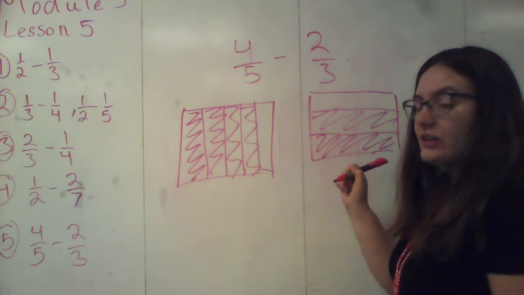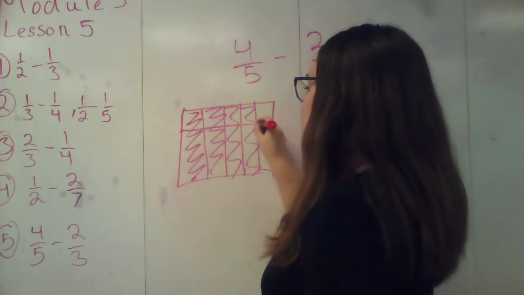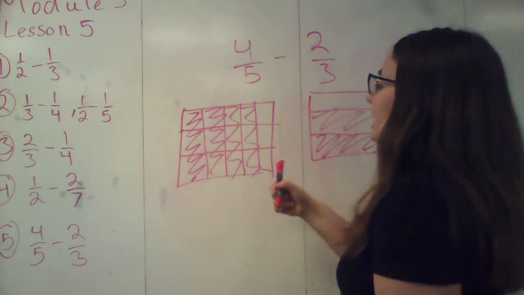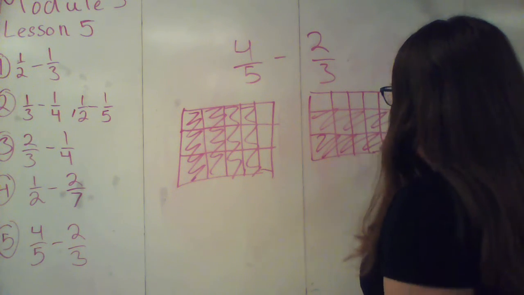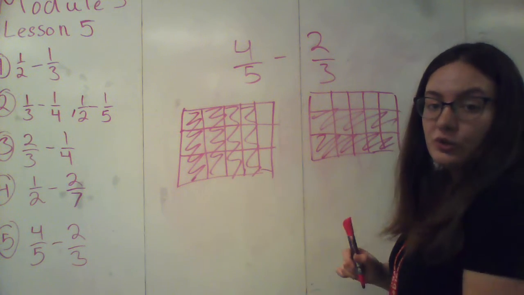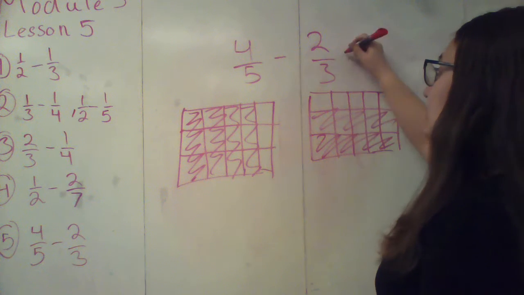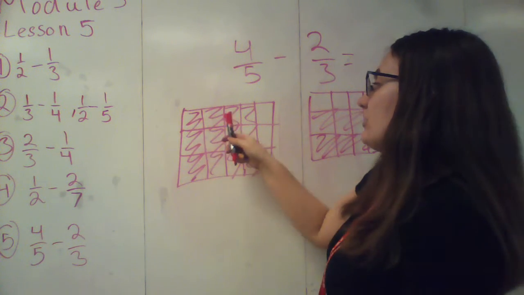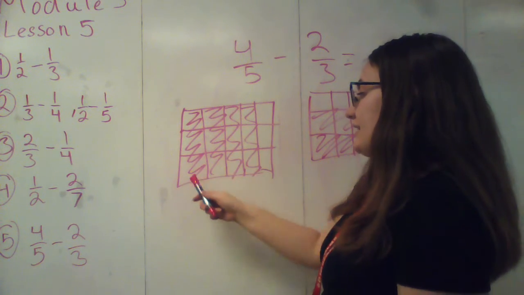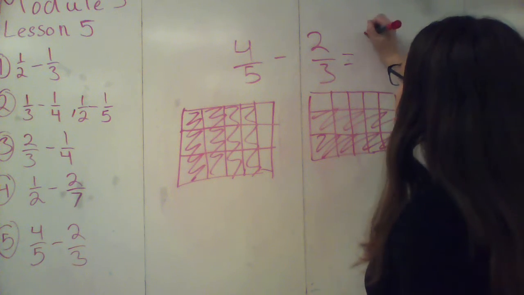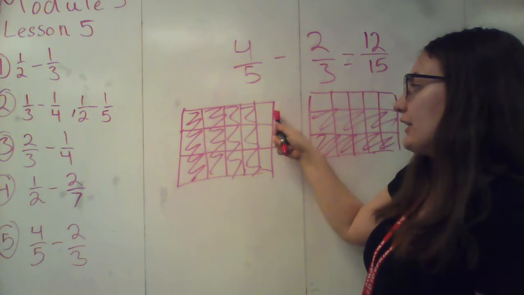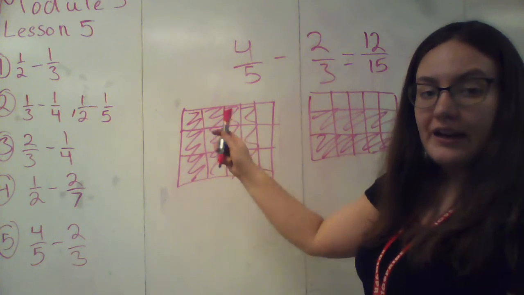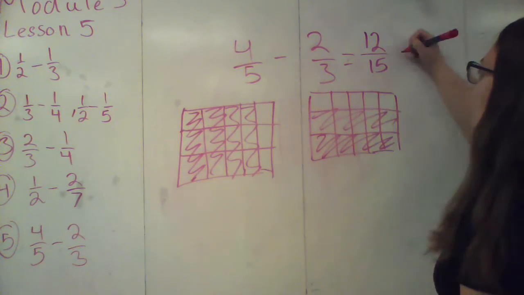Now I need both of these to look like the other. So I'll cut this one into thirds going this way, and I'll cut this one into 5ths like so. And now I'll find what my new equivalent fractions are. So I have 1, 2, 3, 4, 5, 6, 7, 8, 9, 10, 11, 12 out of 15 because I know that I have 5 going across and 3 going down. So 5 times 3 is 15.